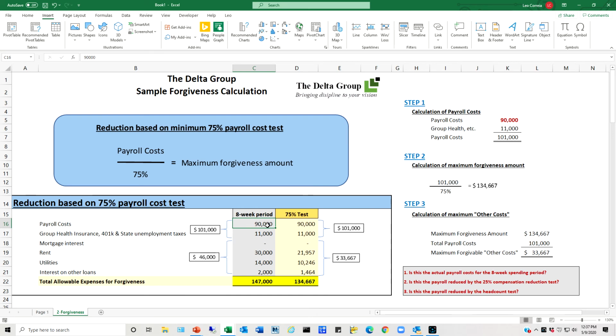That the 8-week period obviously is the 8-week spending period. So as these calculations change, all of our calculations will change and tell us what's allowable. So when you get to the actual simulation tool, these are the things that are going on behind the scenes that we really don't spell out because there's no need for it, but these are the calculations that are built into the simulation tool.